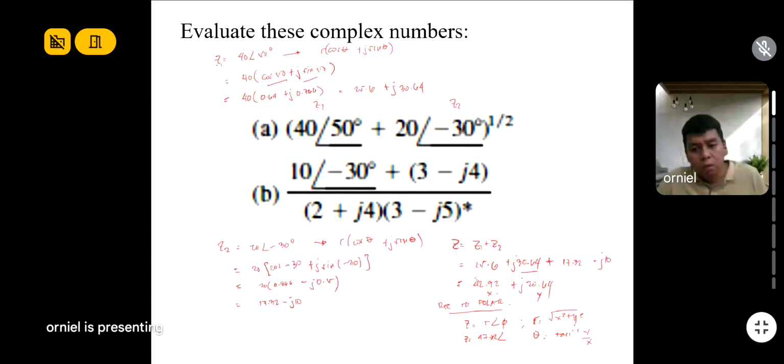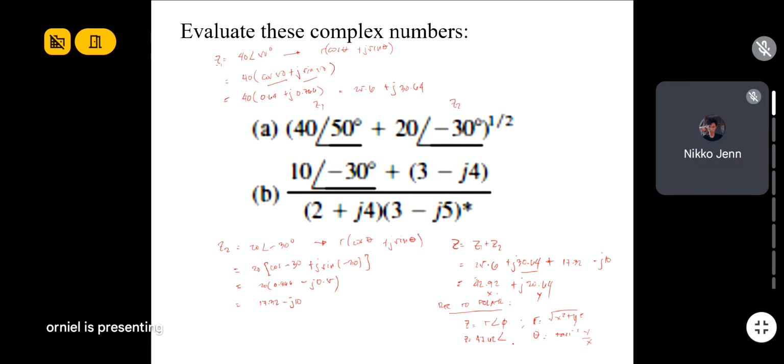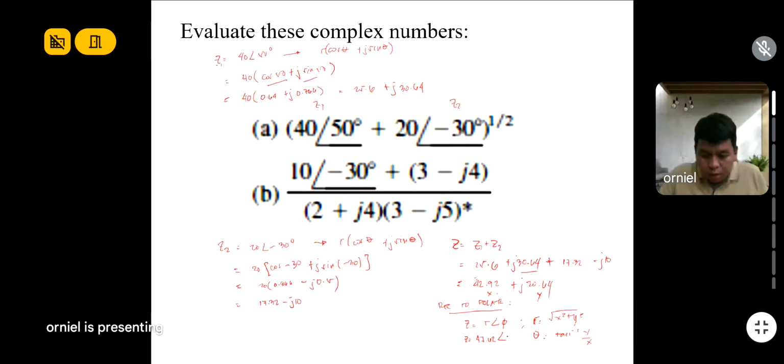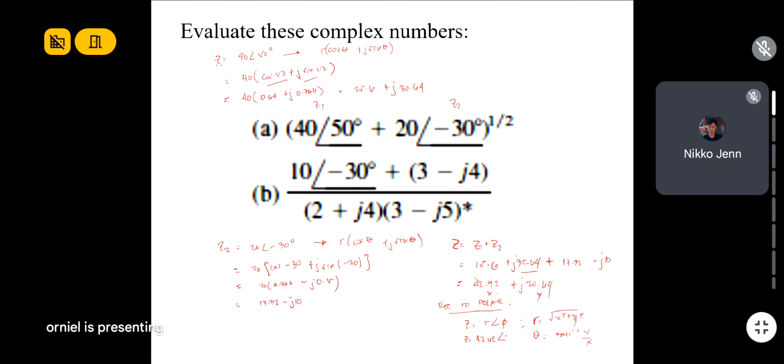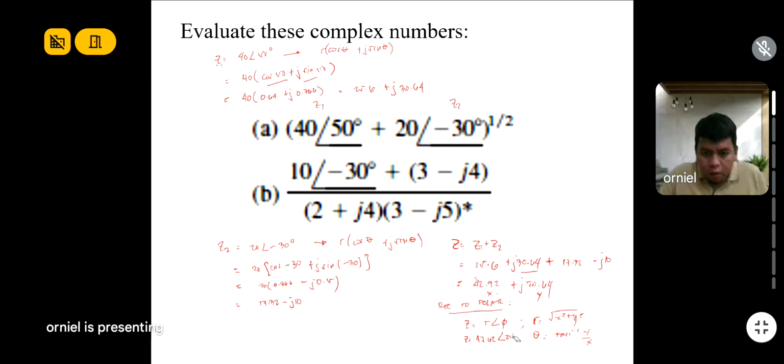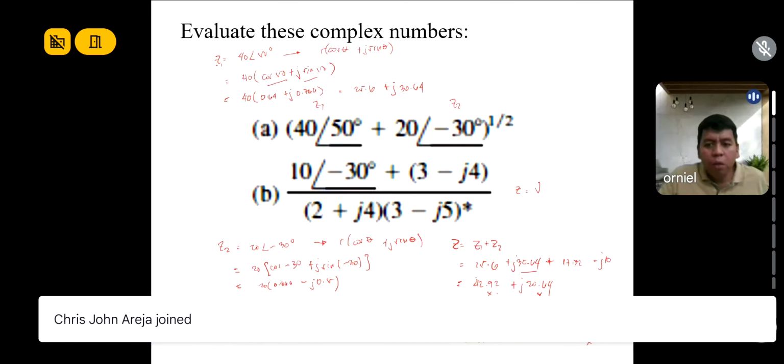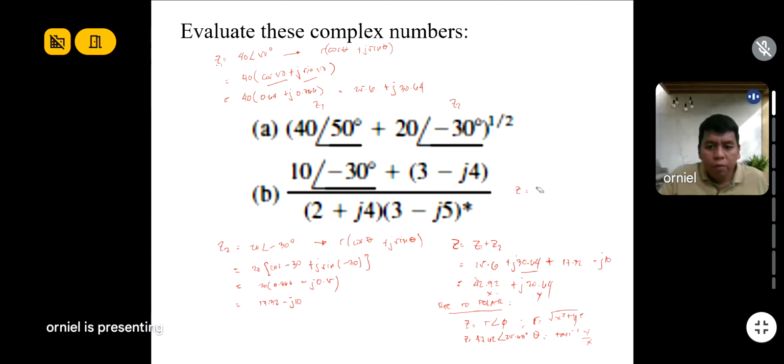25.68, sir. 25.68 degrees. So we have obtained it. But we need the square root, or the one-half power. So Z will be equal to the square root of 47.62 angle of 25.64, divided by 2. Square root of 47.62, what is it?